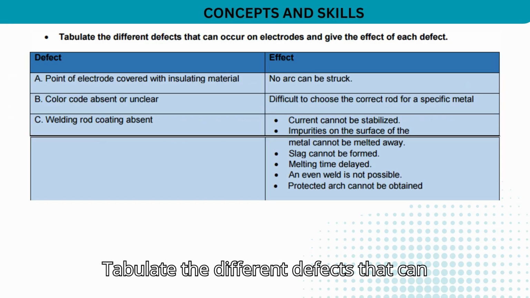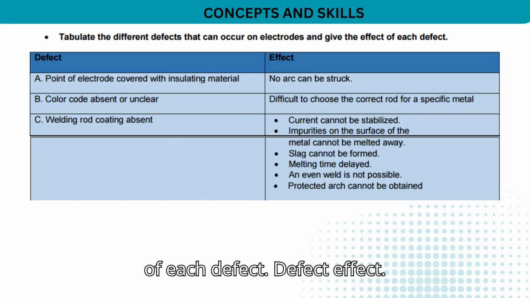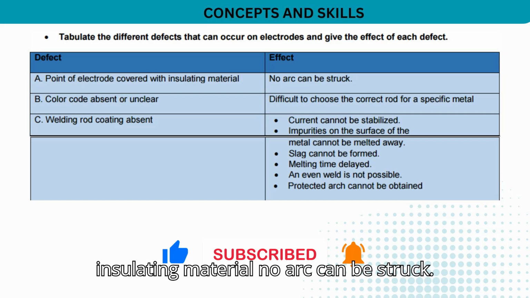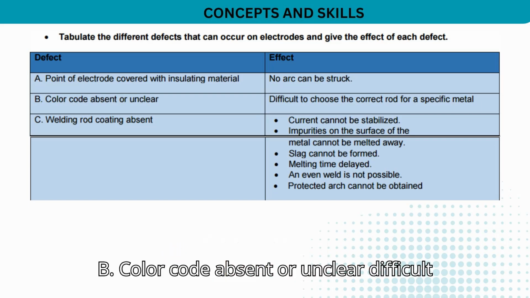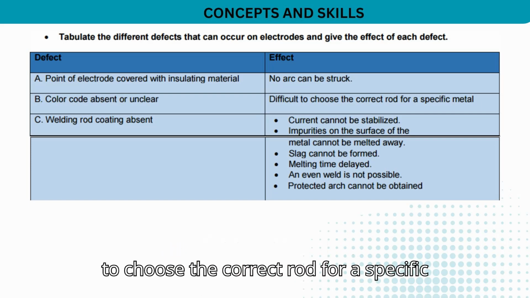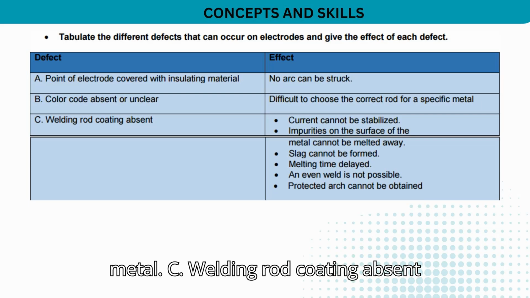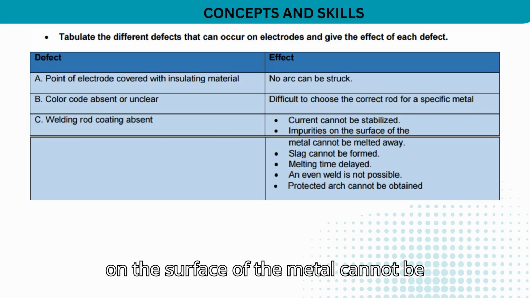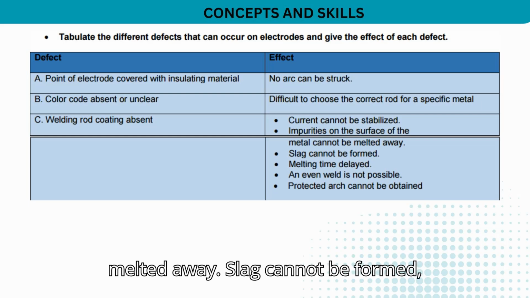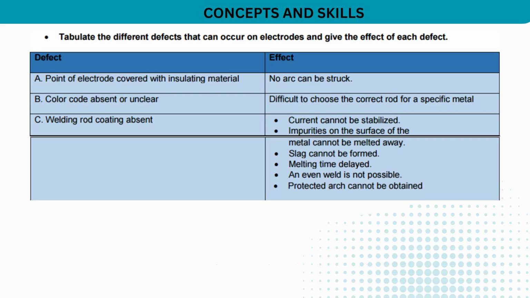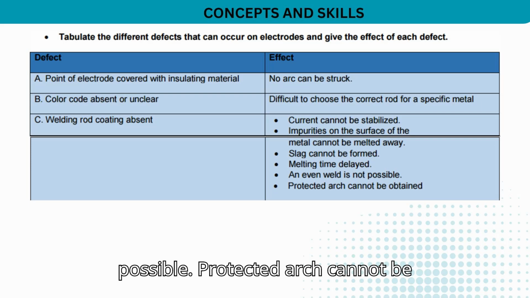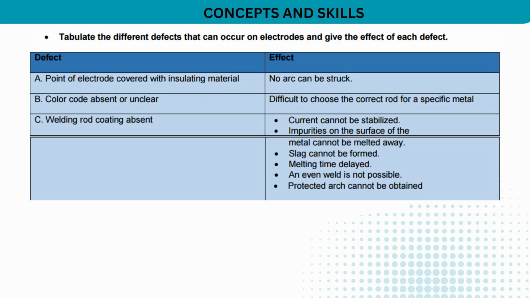Tabulate the different defects that can occur on electrodes and give the effect of each defect. Defect, effect. A. Point of electrode covered with insulating material: no arc can be struck. B. Color code absent or unclear: difficult to choose the correct rod for a specific metal. C. Welding rod coating absent: current cannot be stabilized, impurities on the surface of the metal cannot be melted away, slag cannot be formed, melting time delayed, an even weld is not possible, protected arc cannot be obtained.